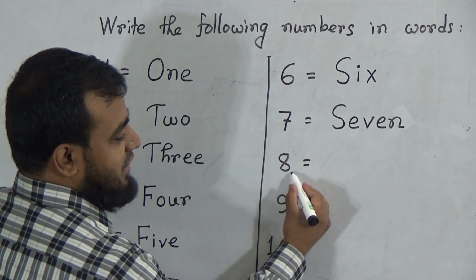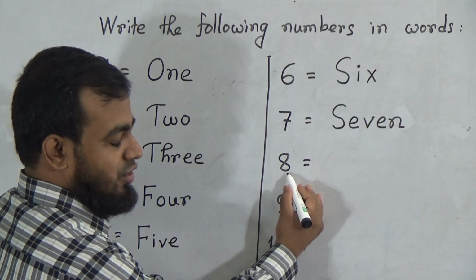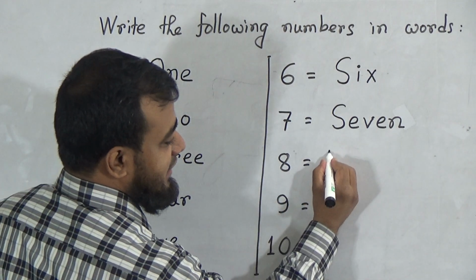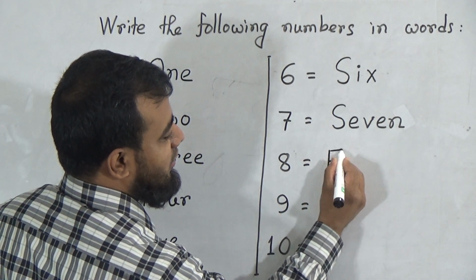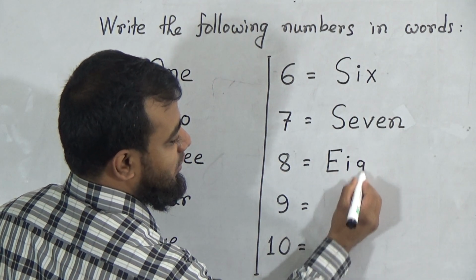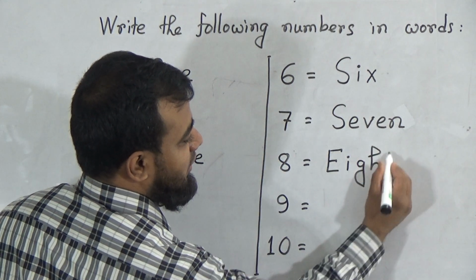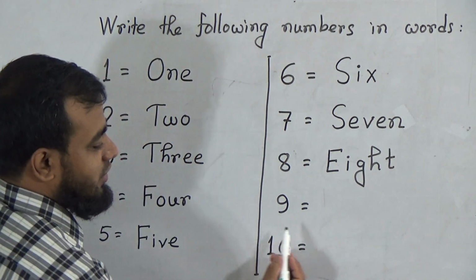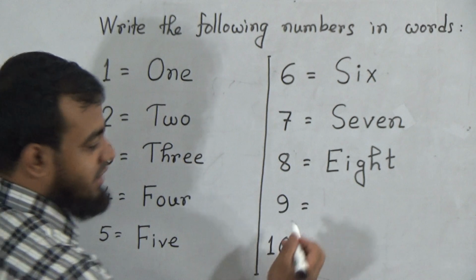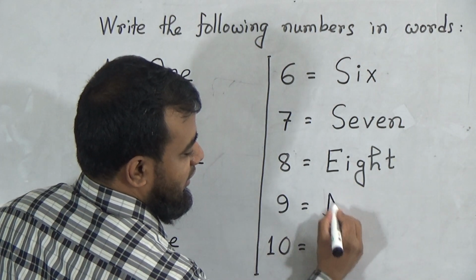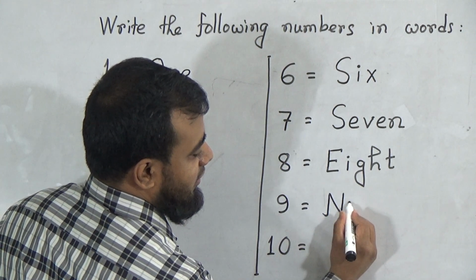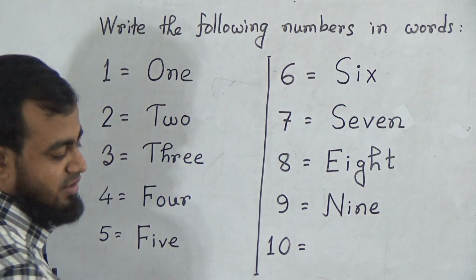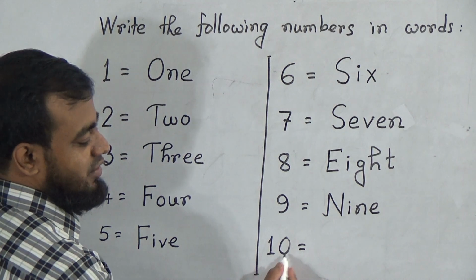Now this number is 8. This is not 4, this is not Bengali. This is the number 8. The spelling of 8 is E-I-G-H-T, 8. This is the number 9. The spelling of 9 is N-I-N-E, 9. And today's last number is 1 and 0, which makes the number 10.